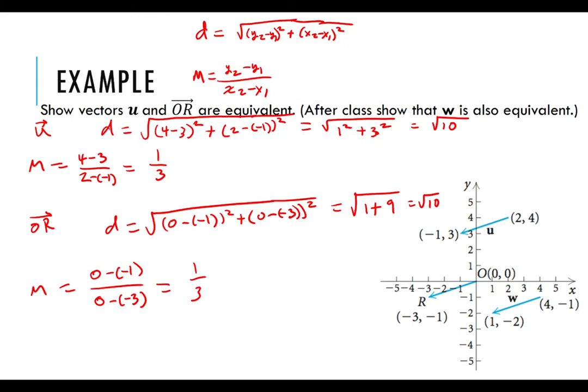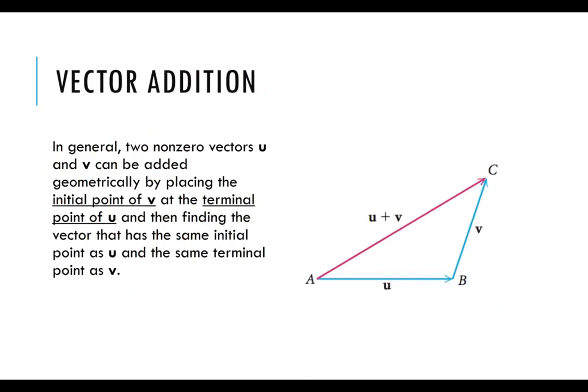The directions are the same because the arrows are pointing in the same direction, in addition to the lengths being the same and the slopes being the same. Therefore, I can say that vector u is equal to vector OR. And so we have shown that. Now we need to be able to do vector arithmetic.